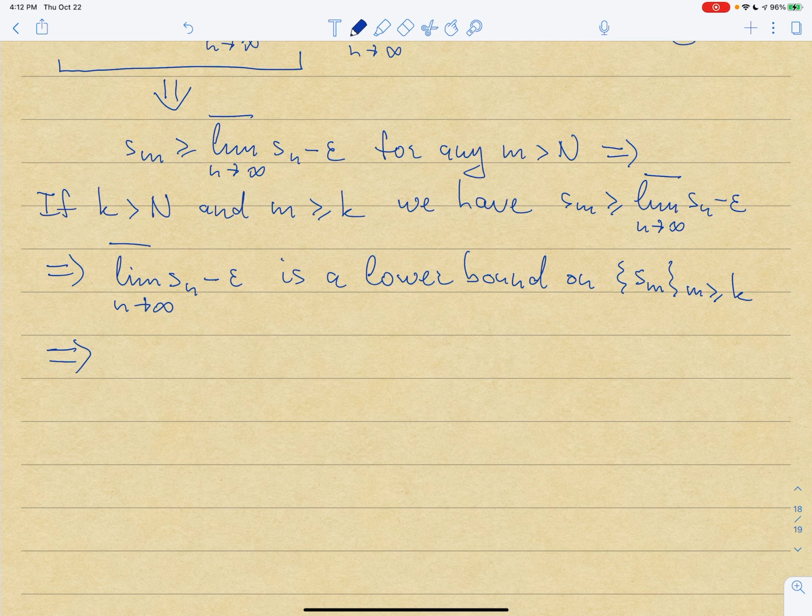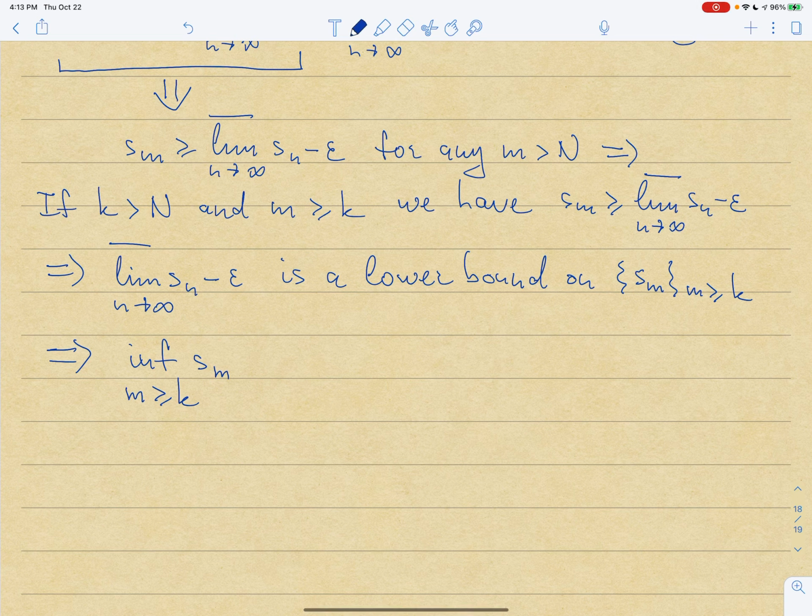Yeah. If I take the infimum when n is greater or equal than k, actually not n, but m, because my index is m now, m is greater or equal than k of Sm, that's the greatest lower bound on Sm when m is greater or equal than k. This should be greater or equal than lim sup as n goes to infinity minus epsilon.